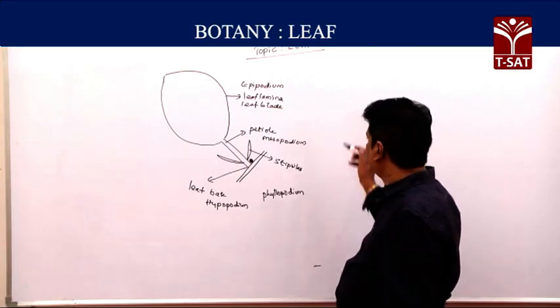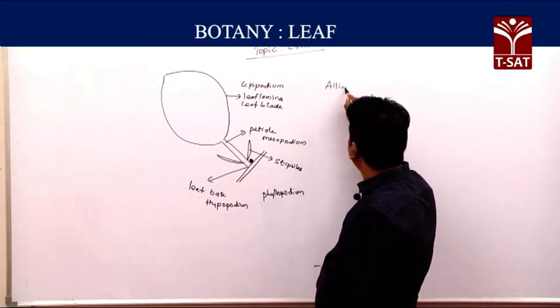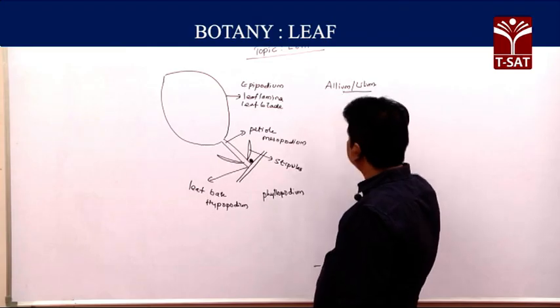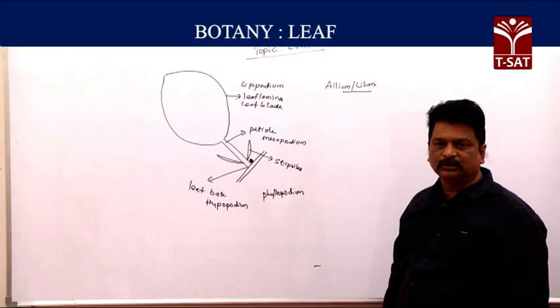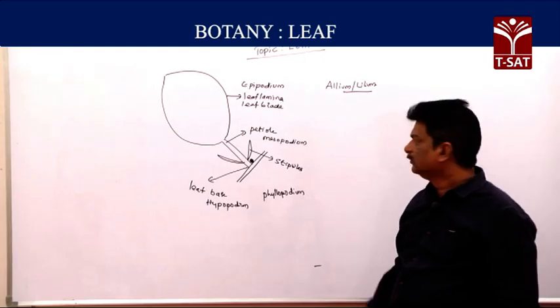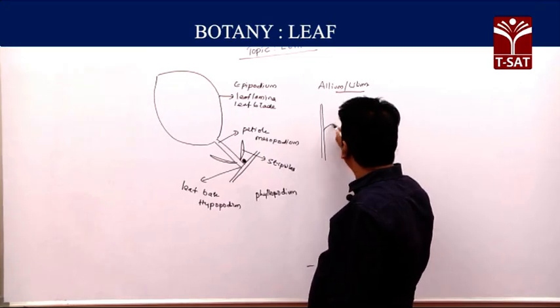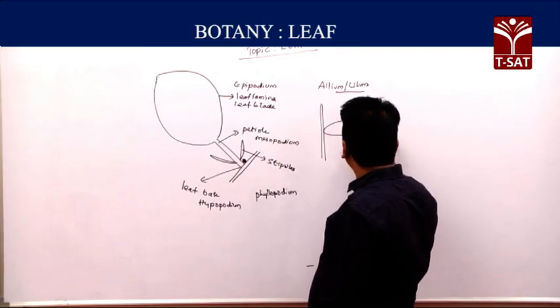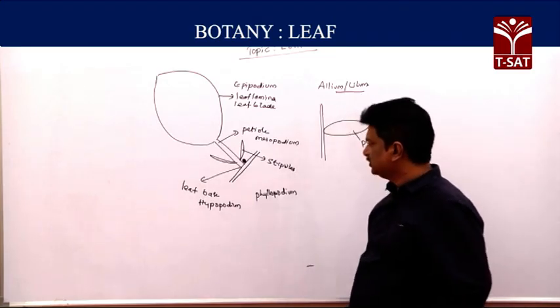And in some monocots like Allium and even Lilium, this leaf base stores food materials. So, it is called storage leaf base. In some legumes, the leaf base is swollen. That swollen leaf base is called pulvinus. These are types of leaf bases.